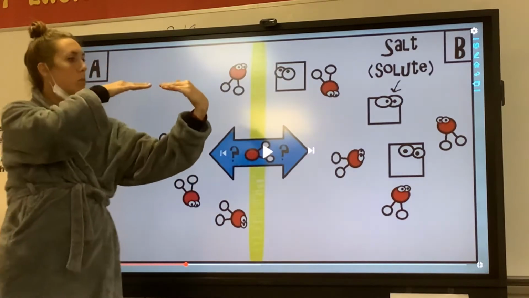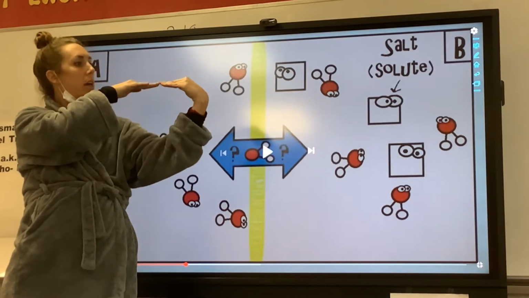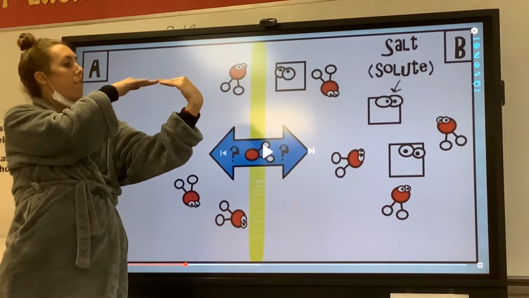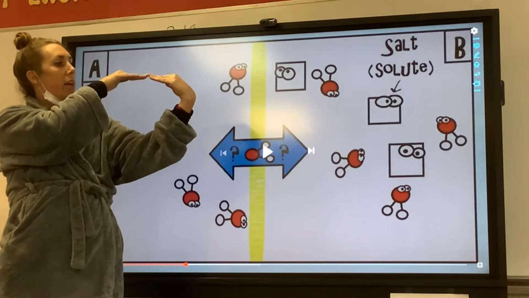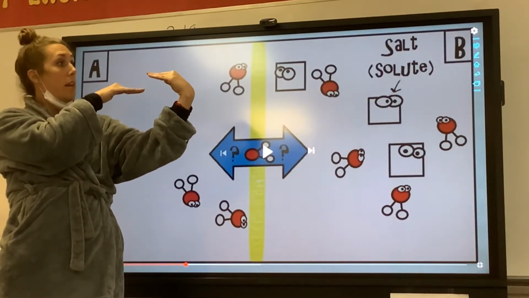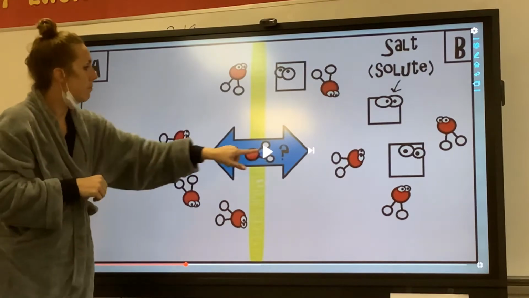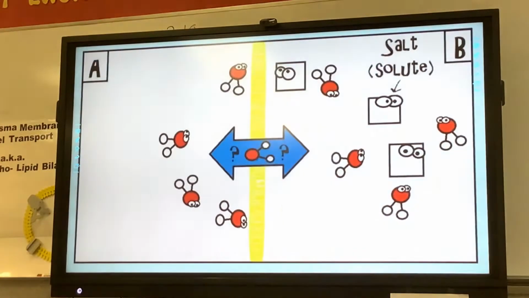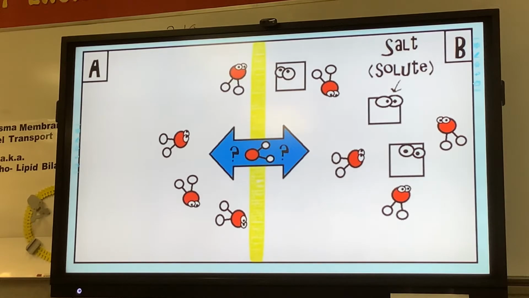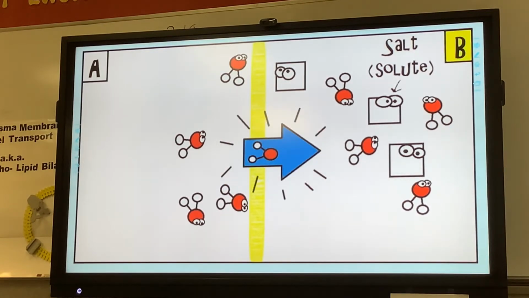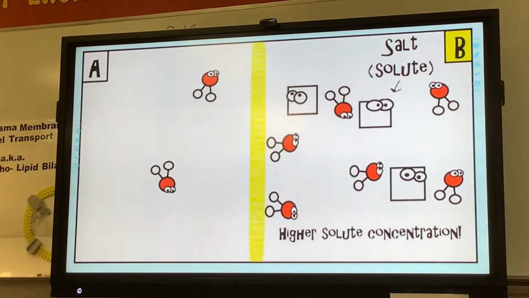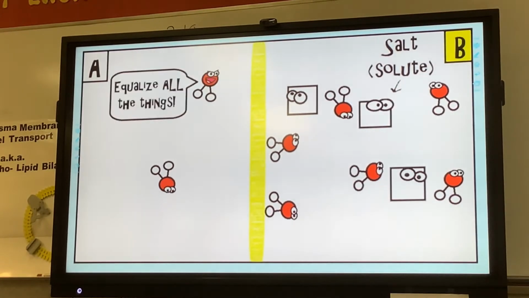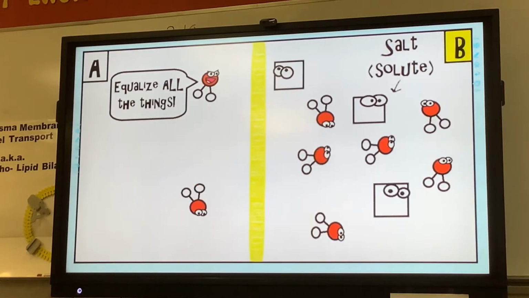So technically, if this was a box, this was side B water level, this was side A. If side A water went to side B, what would happen to the level in A? It would go down, and then B would go up. Which direction will the water move towards, A or B? The answer is B. This area has a high solute concentration. And remember, water moves to areas of higher solute concentration. You can almost think of the water as trying to equalize the concentrations, diluting side B.